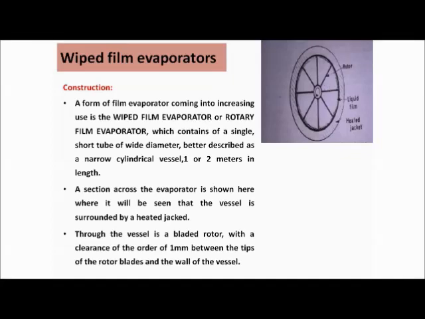Through this bladed rotor, there is a clearance of the order of 1 millimeter between the tips of the rotor blade and the wall of the vessel. So here you are going to have a gap of 1 millimeter between the tips of the rotor blade and the wall of the vessel. This is the blade, and this is the rotor, or you can say a motor which is fitted. These are the blades. Here you are going to have a free space of 1 millimeter, right?